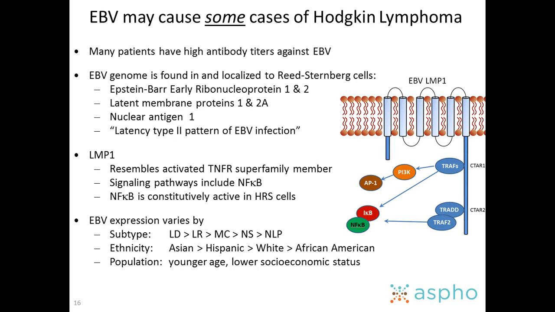EBV can cause some cases of Hodgkin lymphoma, and the evidence for that is that many patients have high antibody titers against EBV. The EBV genome is found in and localized to the Reed-Sternberg cells. LMP1, which is shown in the figure, resembles an activated tumor necrosis factor receptor superfamily, and that signals through NF-kappa B, as well as the PI3 kinase and AP1 pathway. And NF-kappa B is constitutively active in Hodgkin Reed-Sternberg cells. That is the driving mutation.